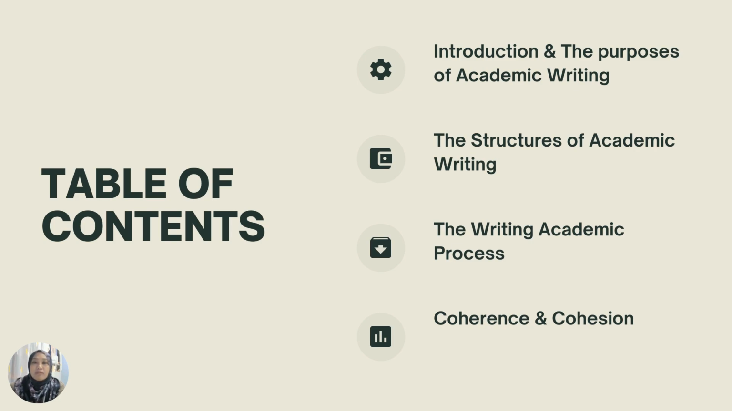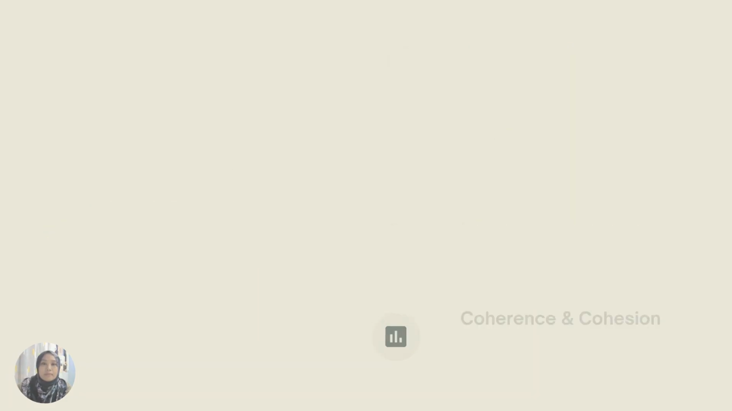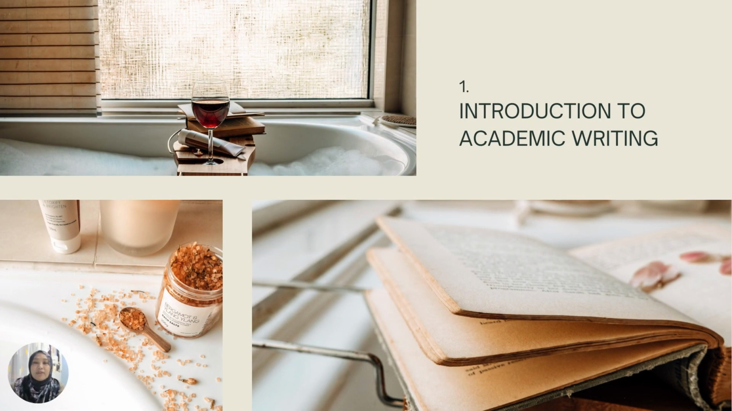We can look at the structures of academic writing. The third one, the academic writing process. And last but not least, we are going to cover coherence and cohesion. So here is the first one, introductions to academic writing.